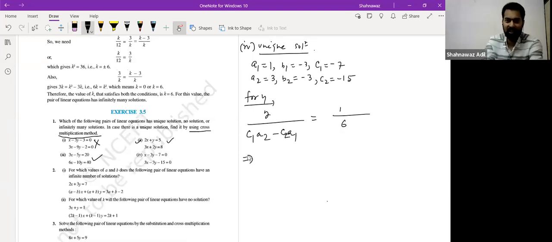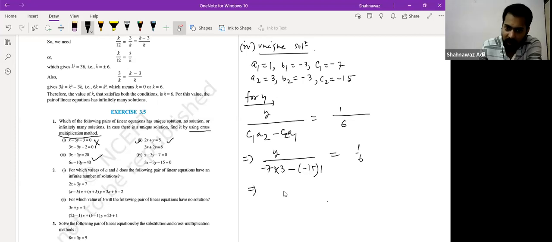And yes, so y by C1 is what? -7 and A2 is what? 3. Then we have C2 is -15 and A1 is 1. Right, and this is 1/6. So this is y by 21 plus 15. So this becomes, again, -1. Yes, sir.